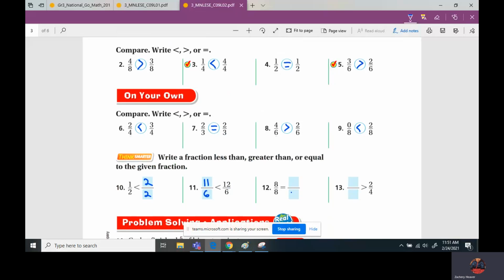Now it has to be equal. We know this one, 8 over 8. Let's keep 4 the same. Give me a number that's greater than 2. I'm just going to use 3. It could be 3 all the way up. The lowest you could have is 3. Those are fractions that make these number sentences true.